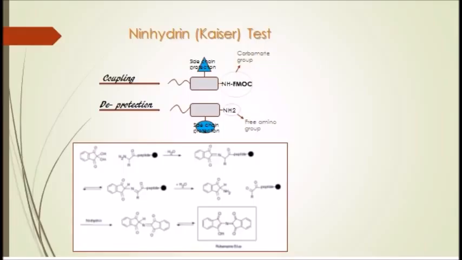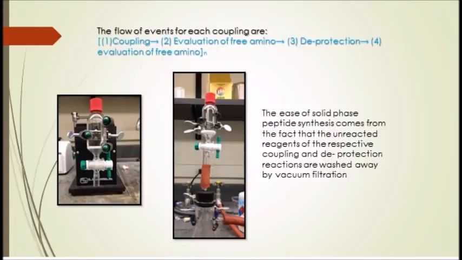amino groups from the previous amino acid, and a Kaiser test positive is desired after deprotection, indicating that all the FMOC has been removed from the last coupled amino acid, readying it for the next coupling. The flow of events for each coupling is thus coupling, Kaiser test, deprotection, Kaiser test. The ease of solid phase peptide synthesis is in the fact that after each coupling and deprotection reaction, unreactive reagents are washed away by vacuum filtration using a glass-fritted peptide vessel.